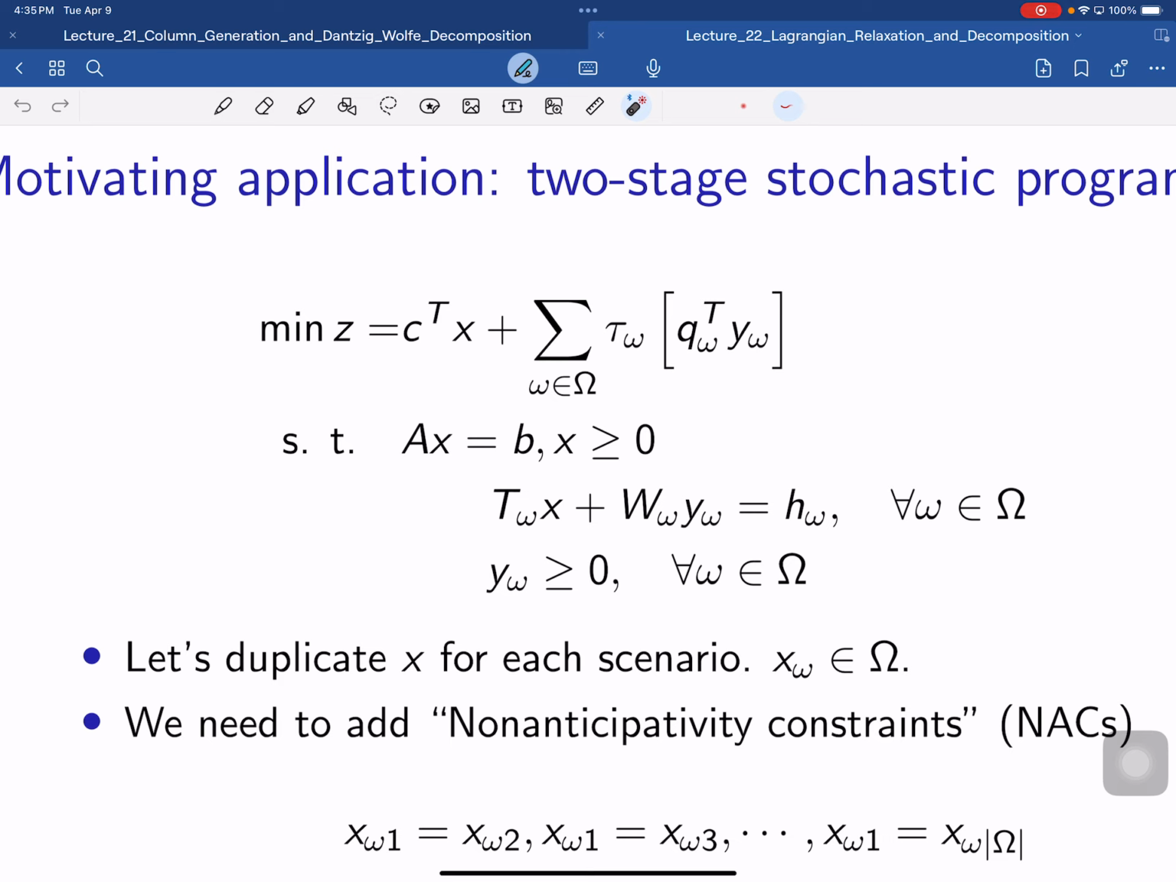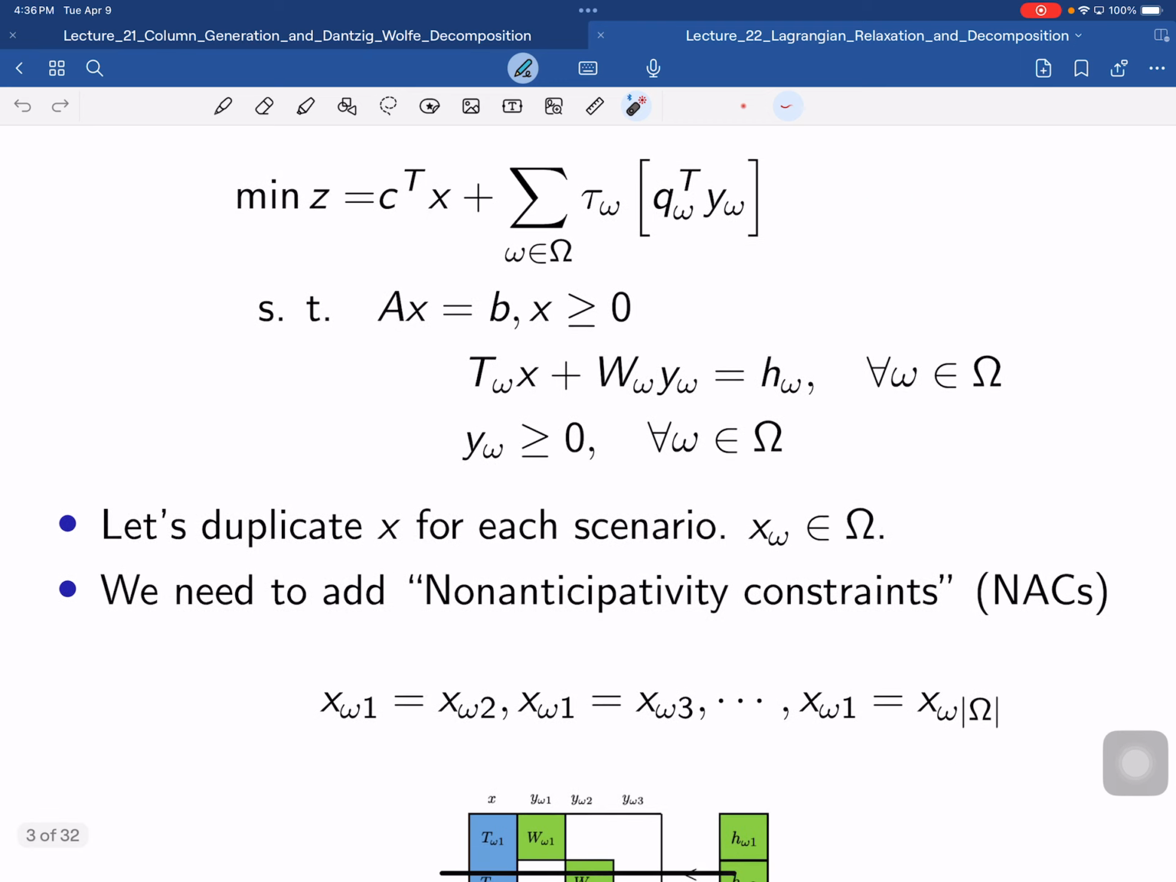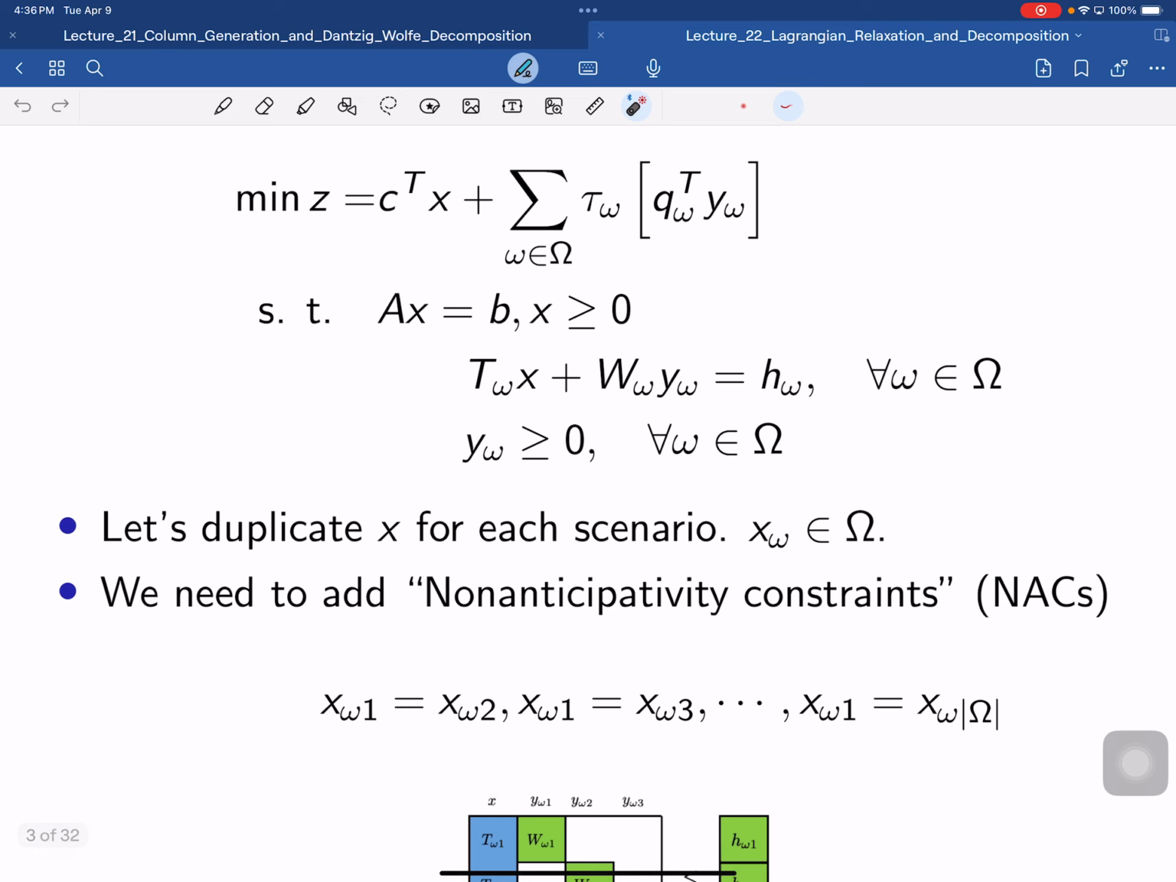Well, this is problematic if you just duplicate x for each scenario, because we want a unique first stage decision. The newsvendor should decide how many newspapers he or she is going to buy in the first stage. It's a unique decision. You cannot make decisions for each scenario separately.